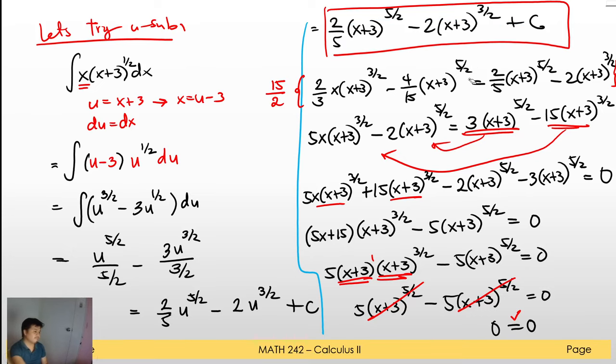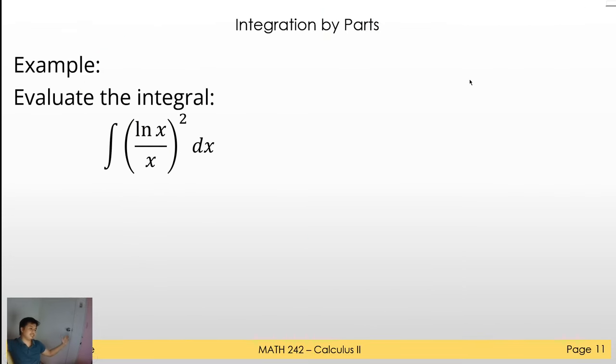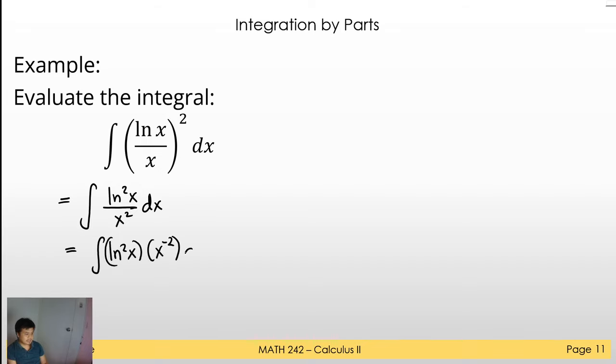Using u substitution. Okay, so another example here, we have the integral of the square of ln x over x. So how do we do this now? We can simplify this first. So we have the integral of ln squared x over x squared. So we can write this as well into this form. So we have this, and then x raised to negative 2 dx. So we have here as our logarithmic, and this is your algebraic.